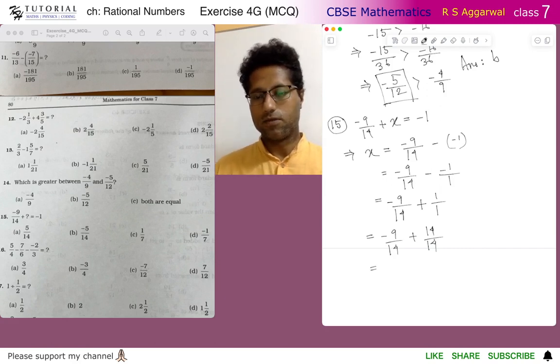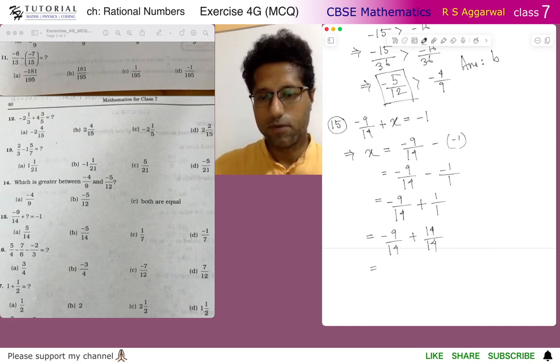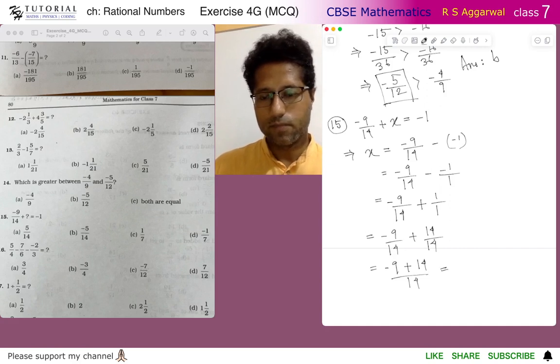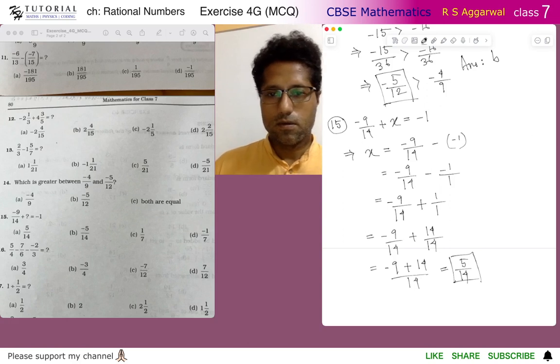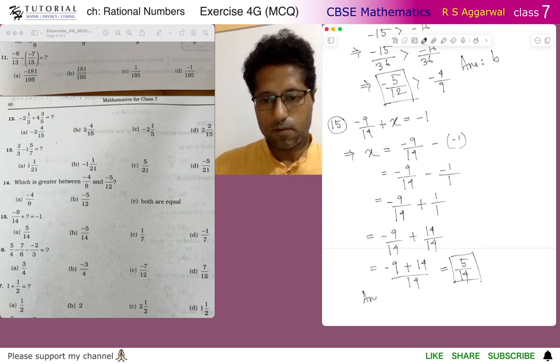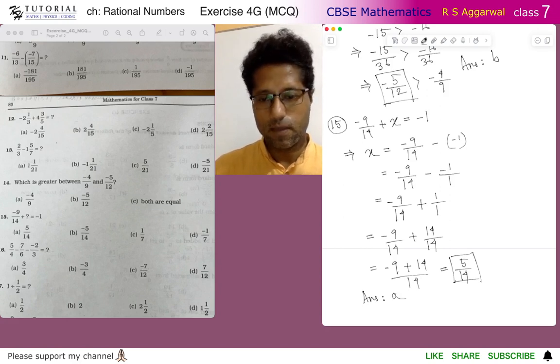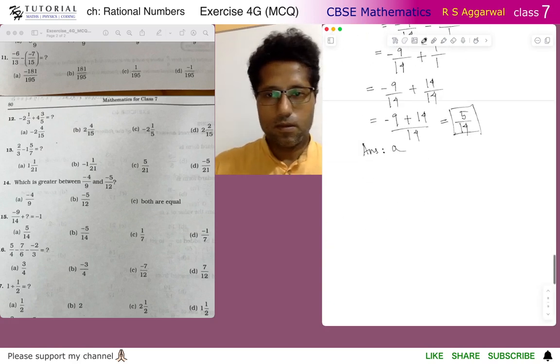Now we have a common denominator, same denominator 14. We just add. The sum of two rational numbers having a common denominator is the sum of the numerators divided by the common denominator. So this is minus 9 plus 14 divided by 14. This equals 5 by 14. 5 by 14 is x. So the answer is choice A. Okay, you can take a screenshot.